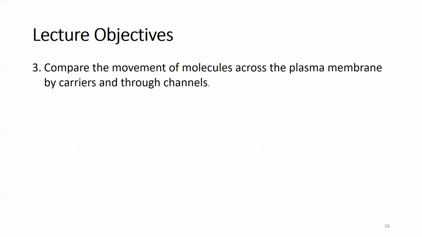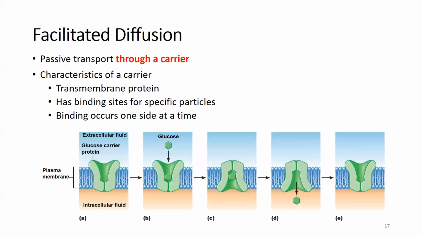Compare the movement of molecules across the membrane by the carriers and channels. So we're really speaking about facilitated diffusion. Facilitated diffusion is somewhat similar to simple diffusion in that molecules are moving down their concentration gradient, but as the name implies, facilitated, this requires some sort of help, some sort of mechanism.